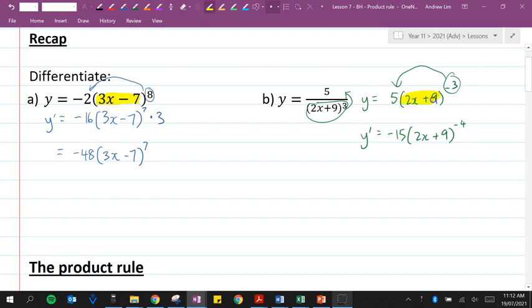And then we need to multiply that by the derivative of what's inside the brackets. When we differentiate 2x plus 9 with respect to x, we just get 2. So we've got -15 times 2 is -30 lots of 2x plus 9 to the power of -4, or we can write that as -30 over 2x plus 9 to the power of 4.